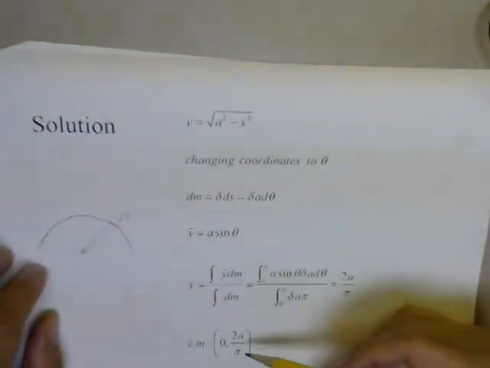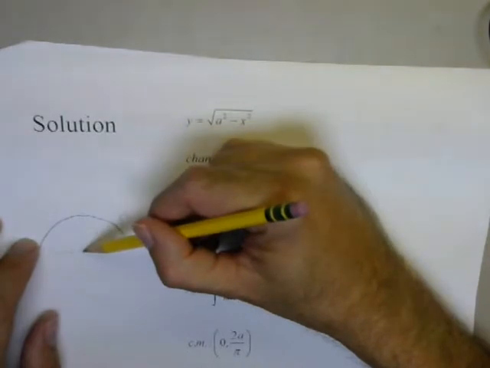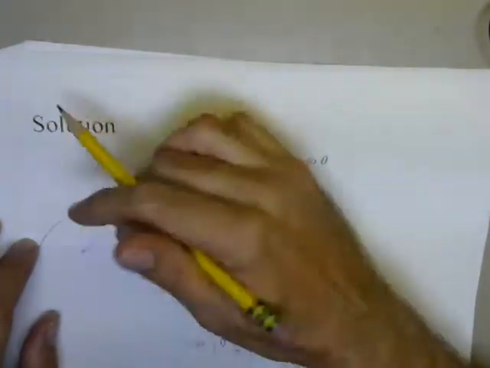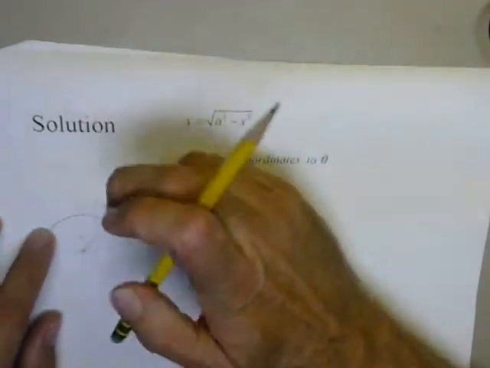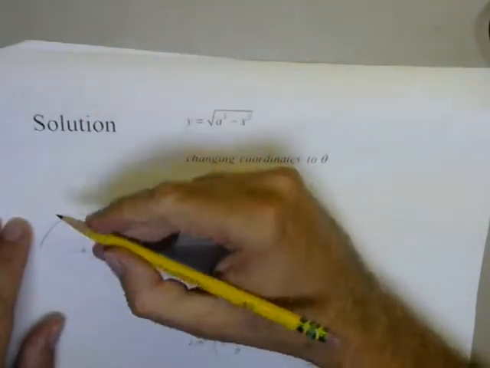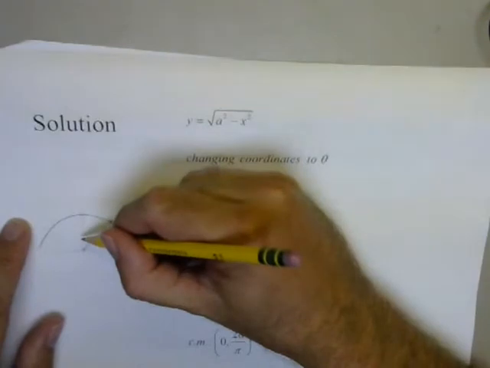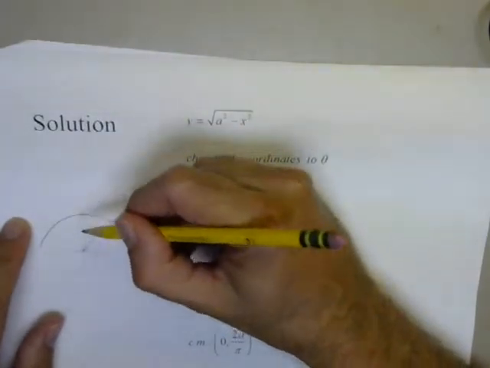And so again, you'll notice at this point 2a over pi is not on the curve, right? 2a would be twice the radius, that'd be somewhere out here. Then you divide by 3, which is going to put it somewhere down here, for the center of mass in that direction.